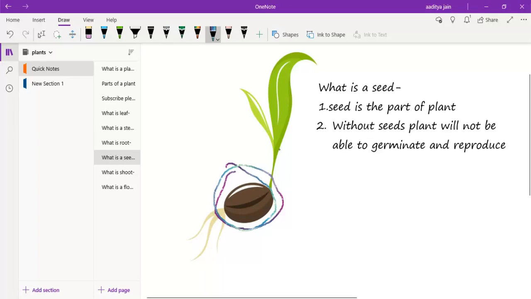They germinate into trees. As you can see here, this seed is growing into a big plant and the roots are also coming out. This means that without seeds, plants are not possible.